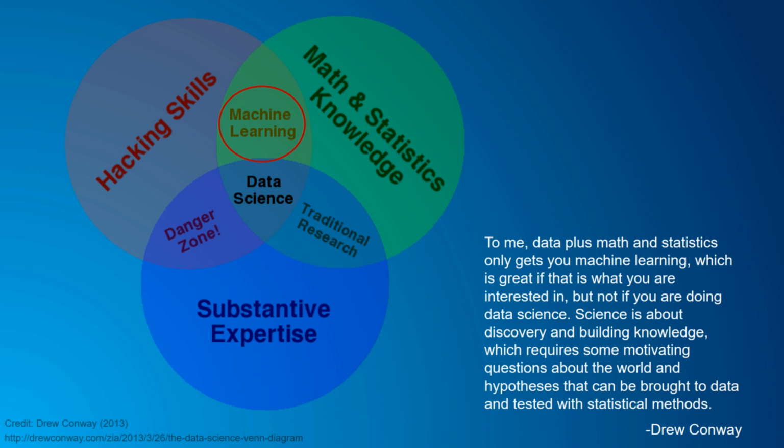I also really liked what Drew Conway said, because he also called out this box, the part of the Venn diagram that's the overlap between hacking skills and math and stats, this machine learning area. So he says, to me, data plus math and stats only gets you machine learning, which is great if that's what you're interested in, but not if you're doing data science. Science is about discovery and building knowledge, which requires some motivating questions about the world and hypotheses that can be brought to data and tested with statistical methods.